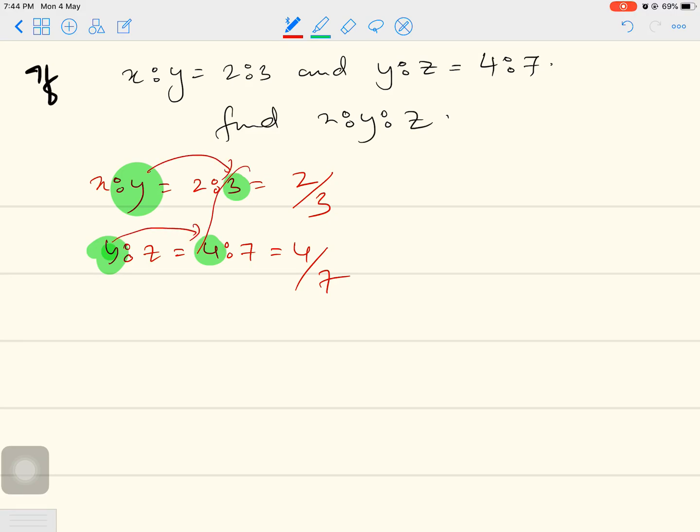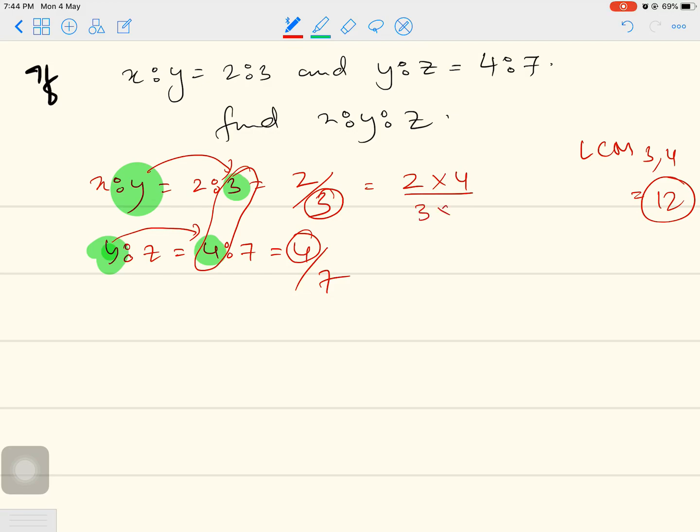Now I need to make these two same. So this 3 and this 4. How can I make these two same? What is the LCM of 3 and 4? That's 12. So I just need to make this 12. To do that, multiply the above one by 4, 3 into 4, and multiply the lower one by 3.